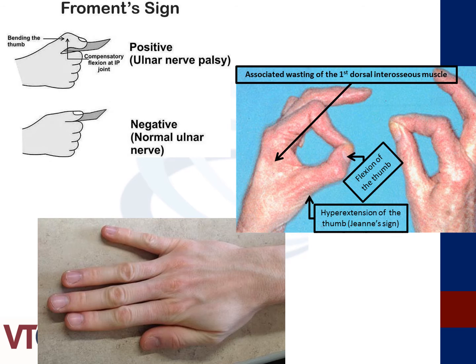The bottom picture demonstrates a positive Wartenberg sign, which is secondary to the loss of intrinsics. And the Jeanne sign, which does not have an associated picture here, is a loss of the natural contour of the hand arch, secondary to the loss of intrinsics.